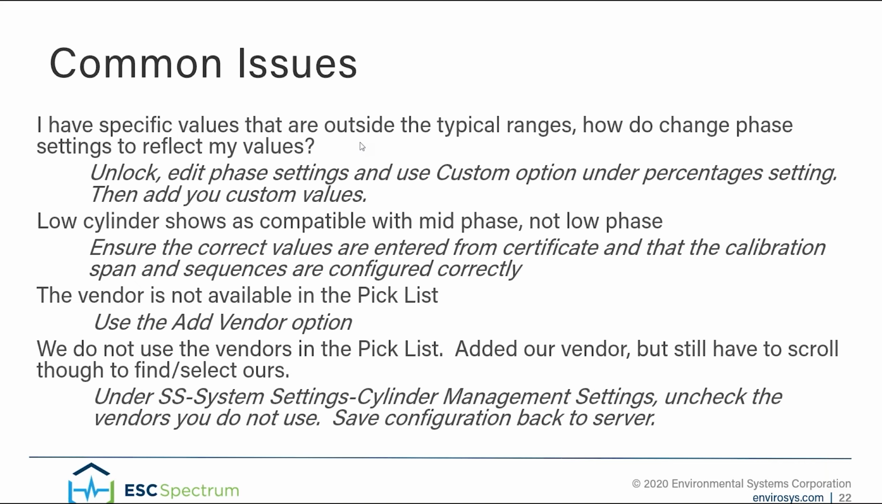You can go into Astudillo, into System Settings, Cylinder Management Settings, and uncheck the vendors that you do not use. That will ensure that only the vendors that you need to see will show when you use that drop-down vendor list. However, if you do not save this configuration back to the server, those changes are not going to take effect. You have to save those changes in the configuration back to the server.